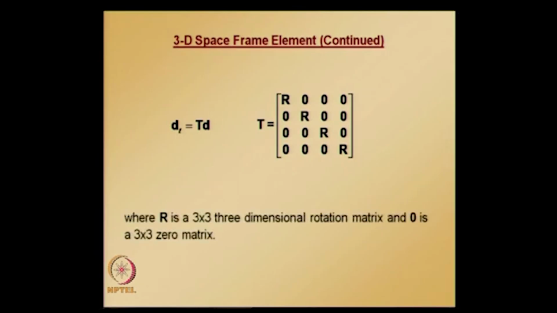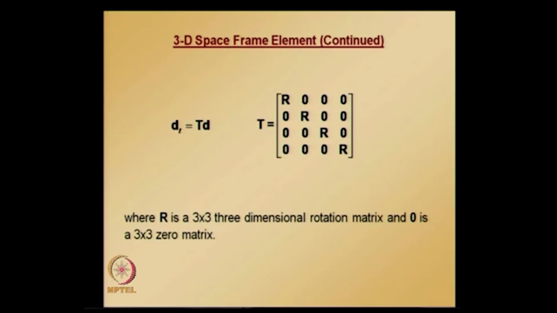So R is a 3 by 3, 3-dimensional rotation matrix, and theta 0 there is also a 3 by 3 null matrix, 0 matrix. Now the rotation matrix R transforms a vector quantity from local to global coordinate system. Since the displacements, rotations, forces, moments are all vector quantities, they can all be transformed using this R matrix.